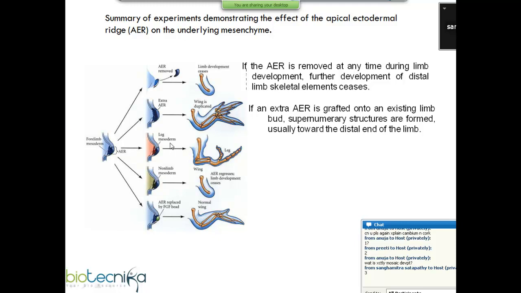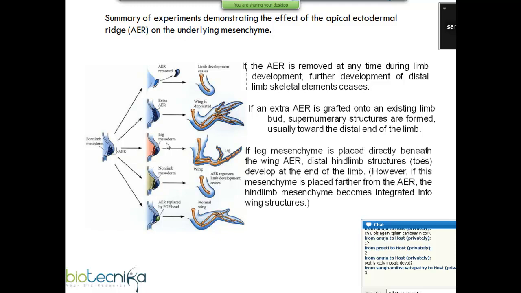If you keep your leg mesoderm here, if your leg mesenchyma is directly placed beneath your wing AER, that is from the chicken, the leg mesenchyma is kept below the wing, what will happen? Your toes develop at the end. It's a leg. Do you see that? This is all your what? Toes, chicken toes, which are present in the finger. Okay. So what happens now? However, if the mesenchyma is placed farther than the AER, the hind limb mesenchyma becomes integrated into the wing structure. Somehow they will signal and then form.